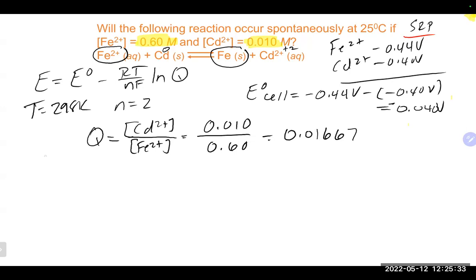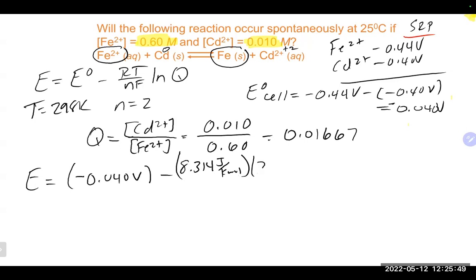At this point, we've got everything we need, really. So we'll just put it in. So our E of the cell was a whopping minus 0.04 volts, minus our 8.314, which is obviously our gas constant, our temperature, which we converted to Kelvin, divided by our 2 moles and our 96,500.